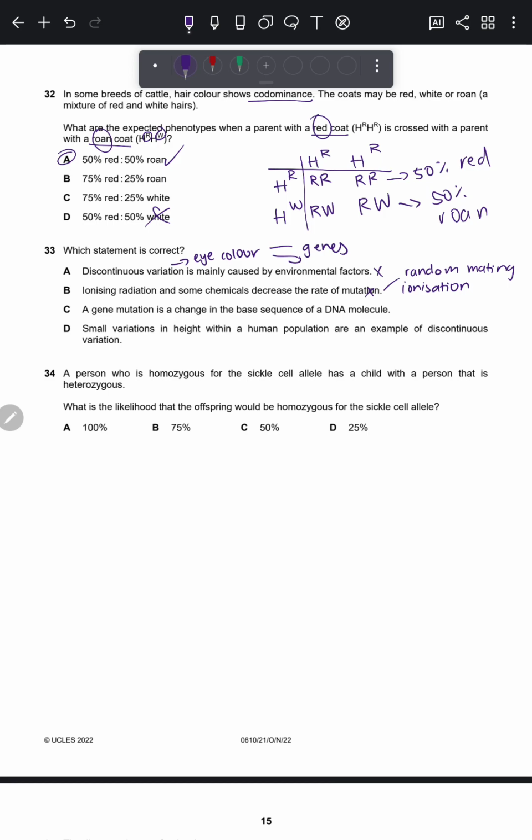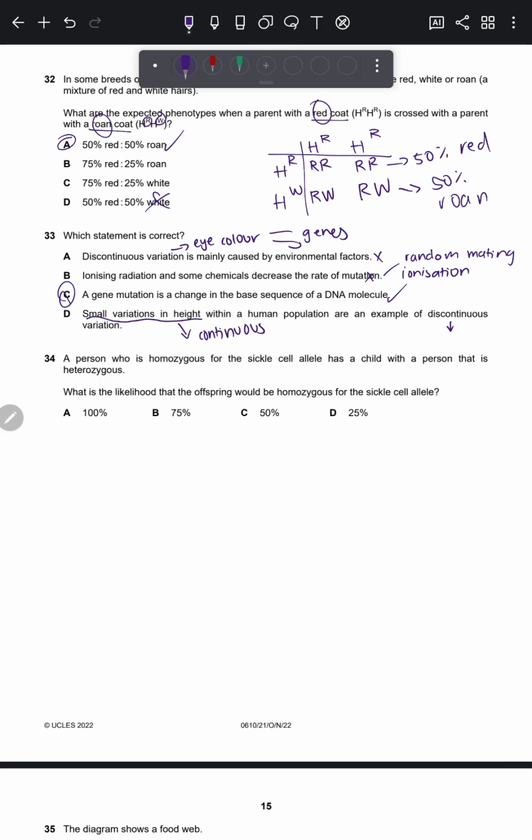Gene mutation is a change in the base sequence of a DNA molecule. Yep, that is a definition you should know. And small variation in height within a human population are example of discontinuous variation. No, because discontinuous variation, the values are actually fixed. So small variations in the height actually imply continuous variation. So it must be C.